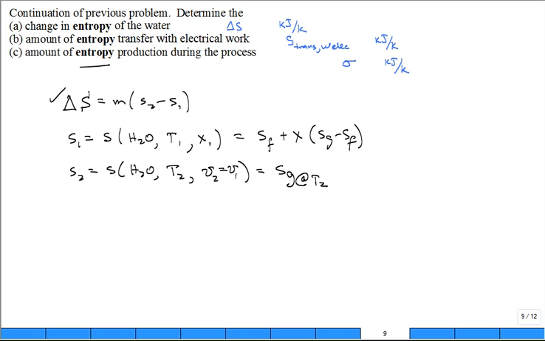Got it? Answer to that one, whatever symbol you want, we had to make it up. Transfer with the work is 0. Be done with it. So anytime you see the word entropy. Now, the last one, amount of entropy production during the process.